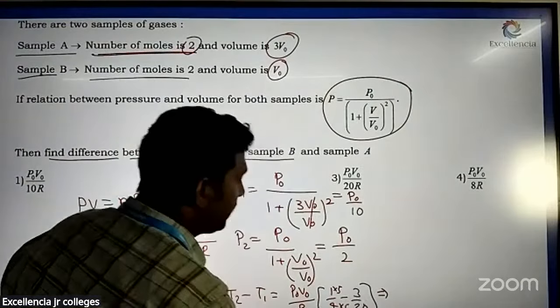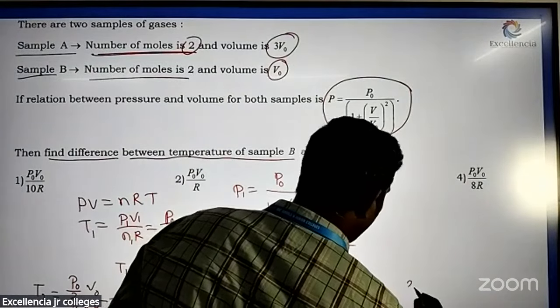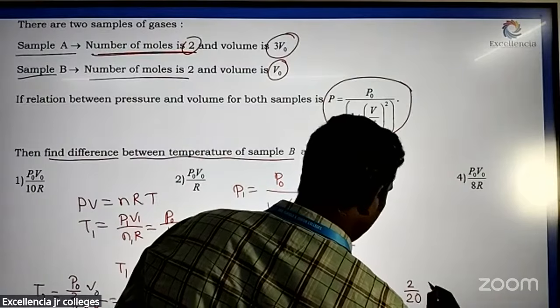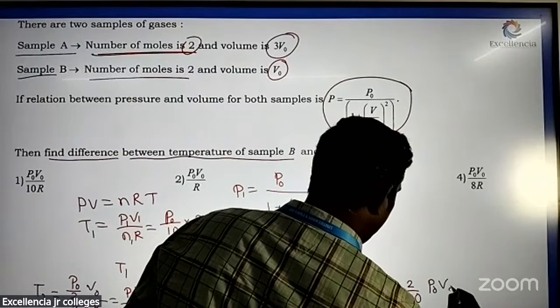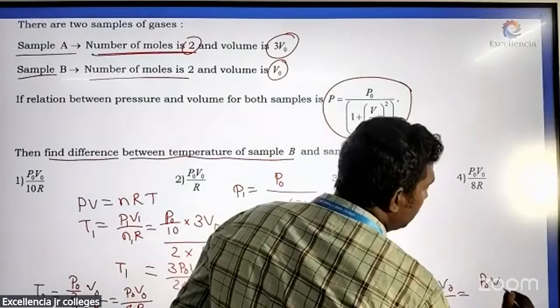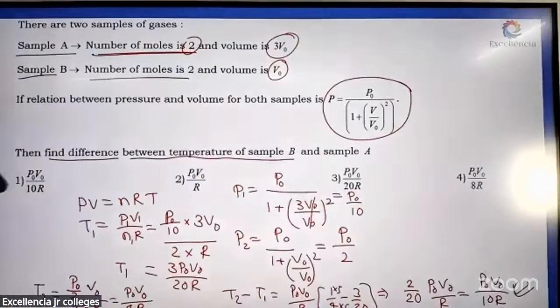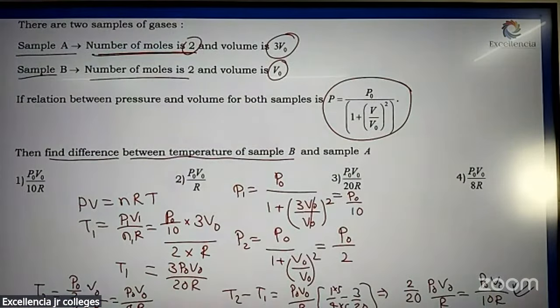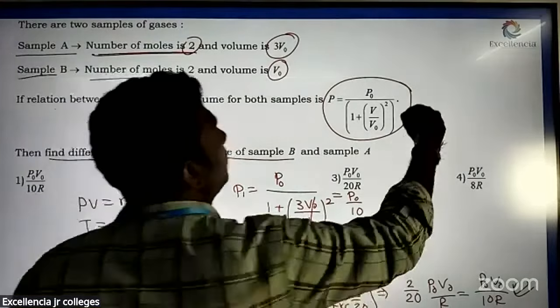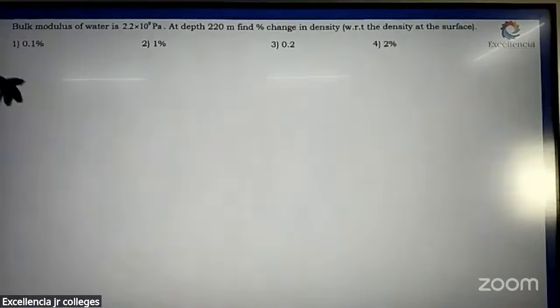3 by 20. So that 5 minus 3, 2 by 2. 2 by 20 into V0, which is equal to V0 by 10. The answer. So this is also a very simple question, students. Just we have to use these relations. Now we will go for the next question.